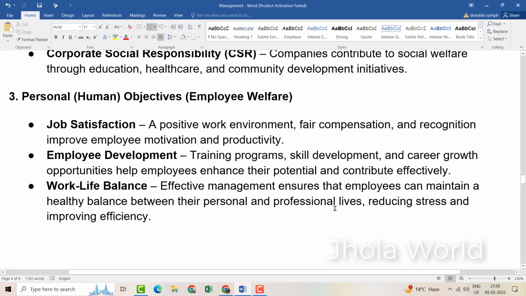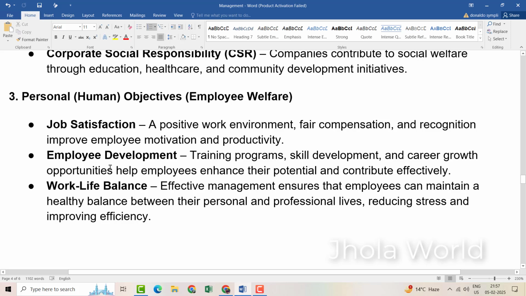The last one is personal, that is human objective, or basically we say employees welfare. Job satisfaction. Yes, a happy employee is the best employee and he is the most efficient and productive employee also. So you have to make sure that the employee has the satisfaction level. A positive work environment, fair compensation and recognition improves employee motivation and productivity. So ultimately it comes first into the wages, the salary that you pay, and how the environment is, how the work culture is. So happy employee will do better than an unhappy employee.